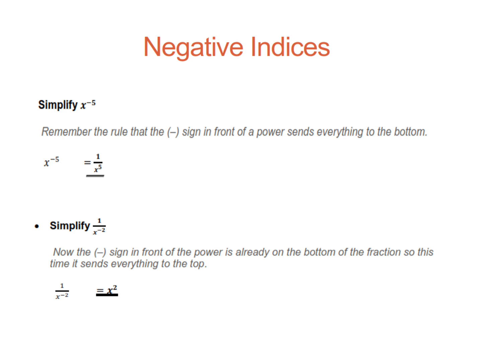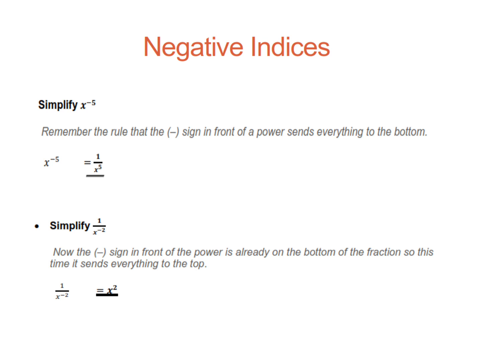Now I have given you two examples of negative indices. The first one I have given as x to the power of negative 5. Here our power is negative. So when you see a negative power, you should remember the rule I stated before. That is, negative powers can be written as a fraction. So the negative sign in front of the power sends it to the bottom. That means x to the power of negative 5 gives us 1 over x to the power of 5.